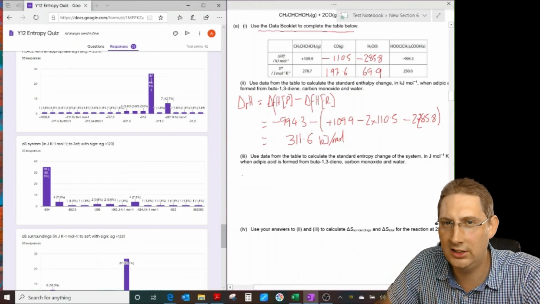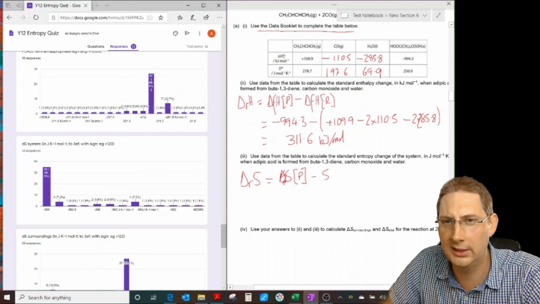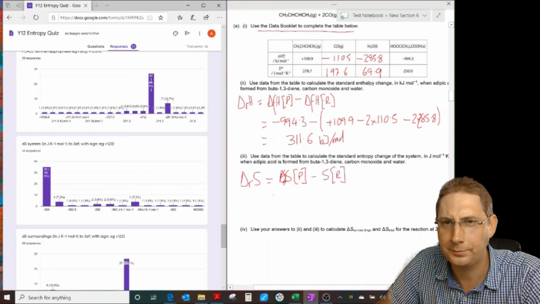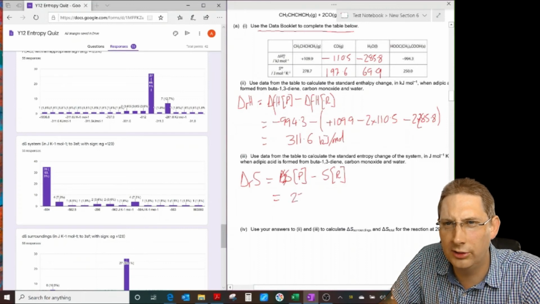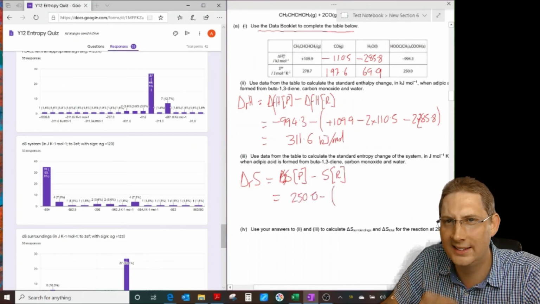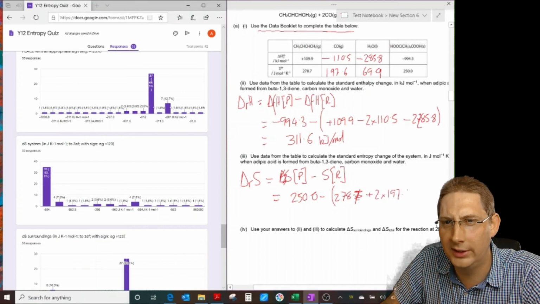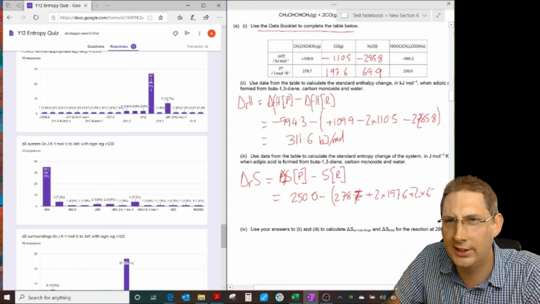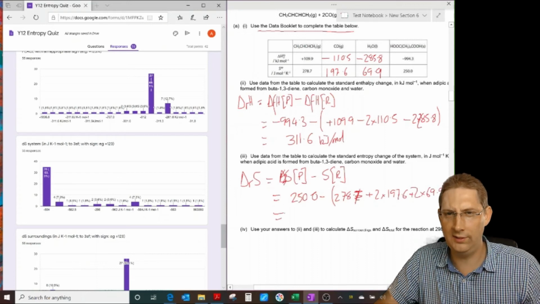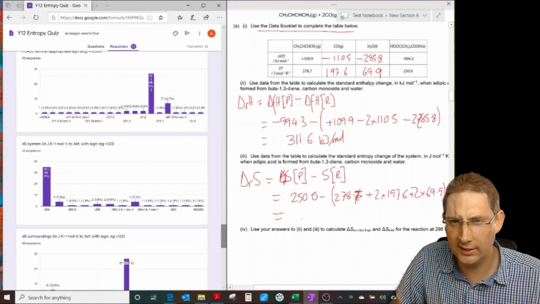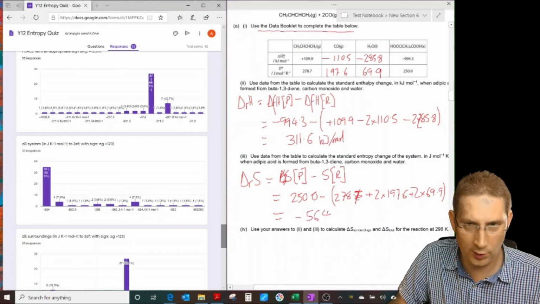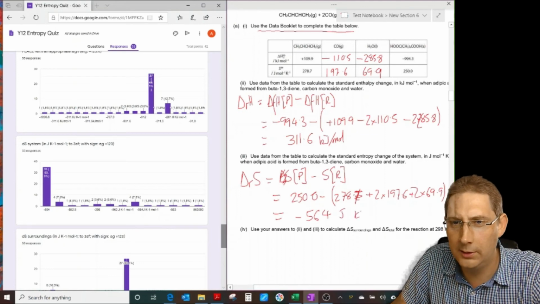Calculate the standard entropy change, exactly the same. The entropy change of this reaction is the entropy of the products minus the entropy of the reactants, which equals 250.0 minus 278.7 plus 2 times 197.6 plus 2 times 69.9. That should give you, to 3 significant figures, minus 564 joules per Kelvin per mole.